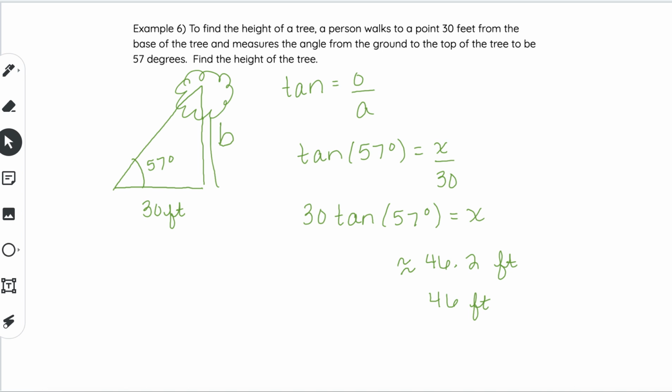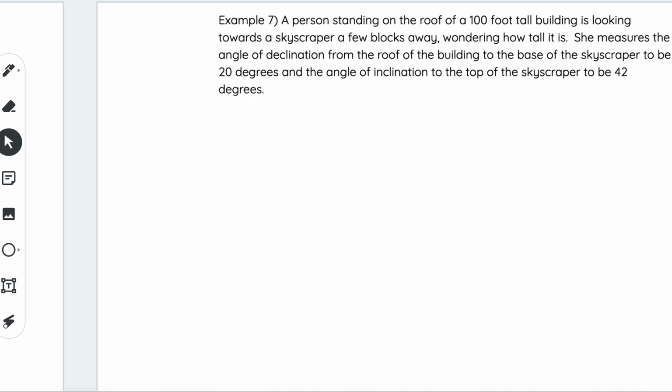So again, you can utilize your smartphone, just tilting it on its side if you need to. And you can see tangents, sine and cosine. If you go to decimals, you can also type it in, just tan and then the degree value. All right, the last example.